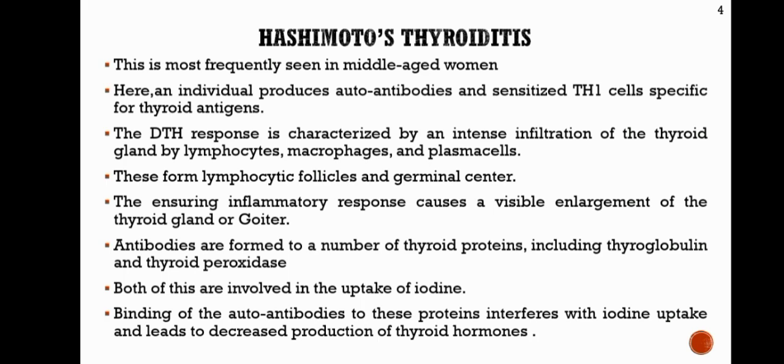Antibodies are formed to a number of thyroid proteins, including thyroglobulin and thyroid peroxidase. Both of these are involved in the uptake of iodine. Binding of the autoantibodies to these proteins interferes with the iodine uptake and leads to decreased production of thyroid hormones.